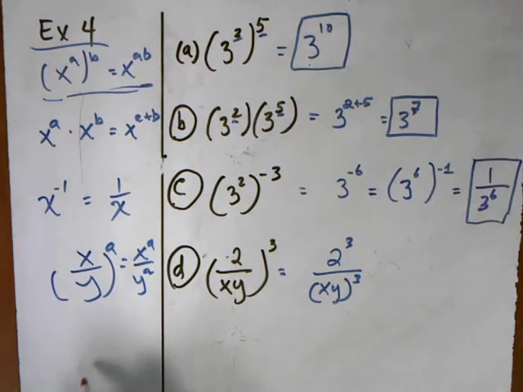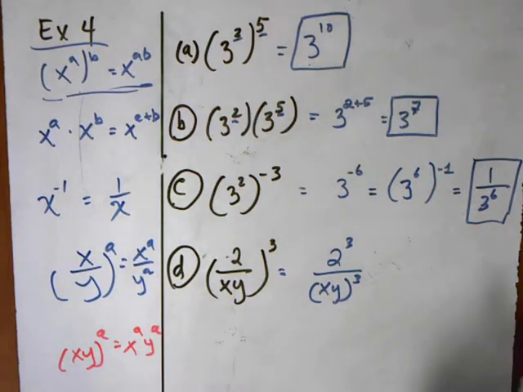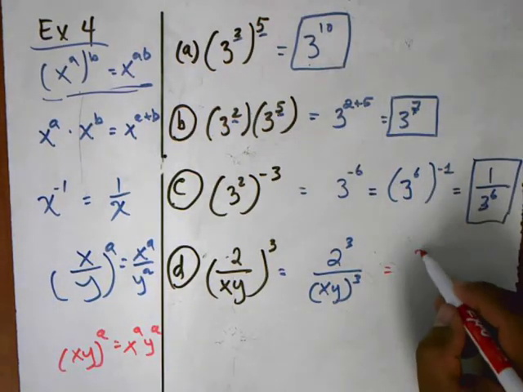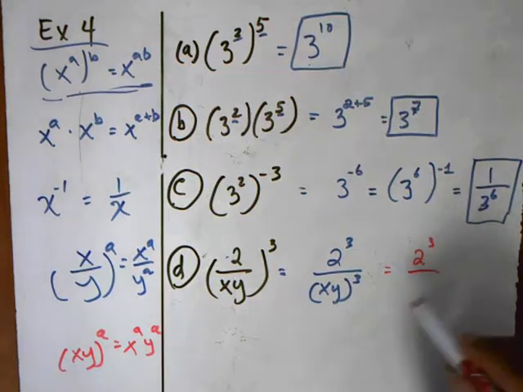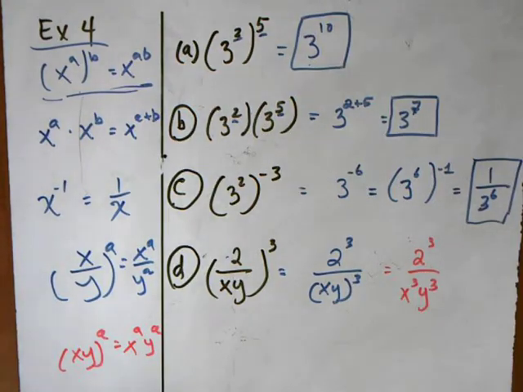And if you remember this rule, any product to a power is really each one of those bases to the power. So (xy) to the a power is really x to the a times y to the a. So we can take this a step further. The top is still 2 to the third, and the bottom is x to the third, y to the third.